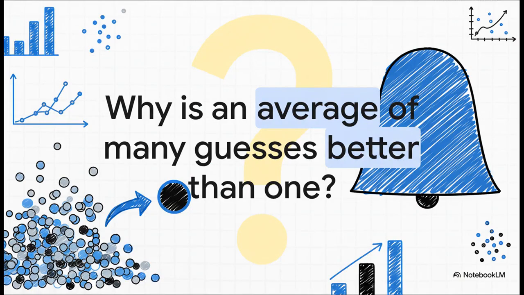So, have you ever noticed this? Think about one of those guess how many jelly beans are in the jar contests. It's a classic for a reason. One person's guess might be way off, but the average of everyone's guess is often shockingly close to the real number. So why does that happen? It's not magic, it's math.